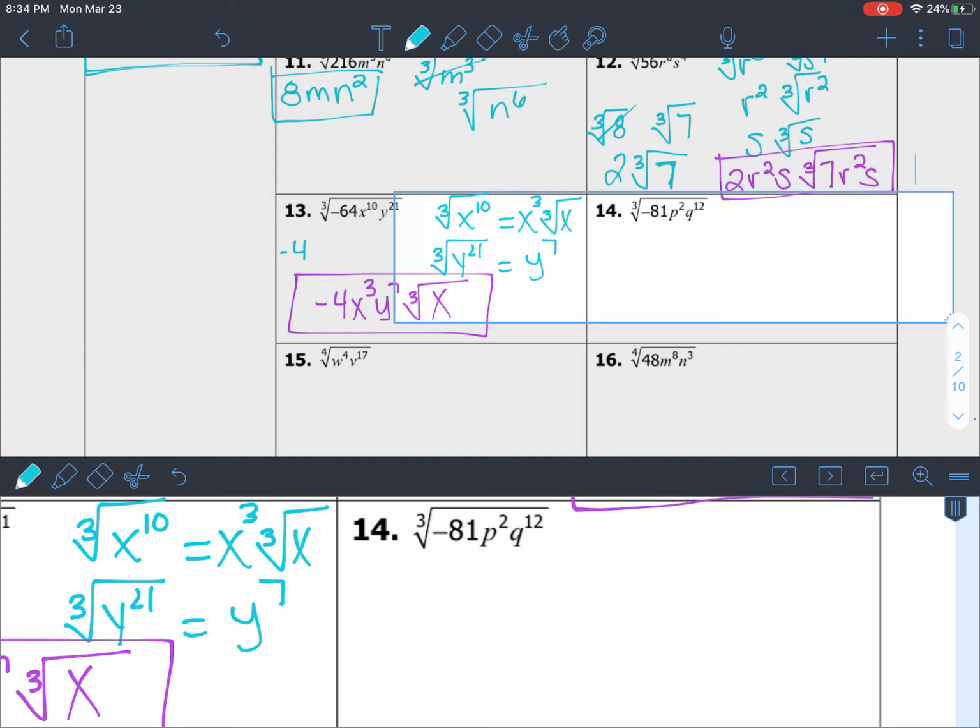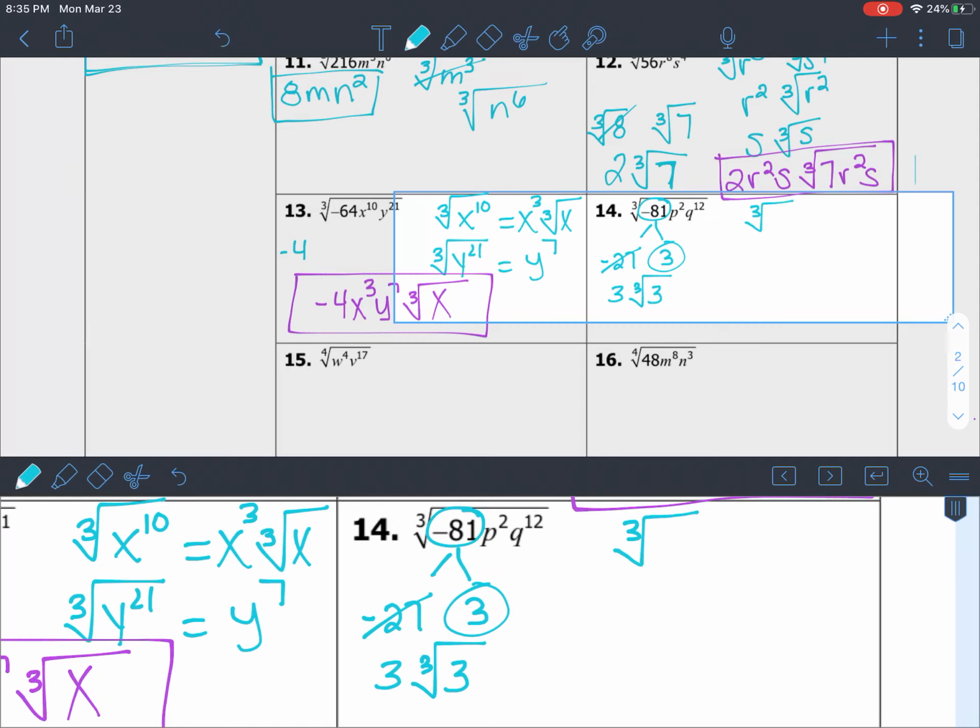Number 14, we need to think about a perfect cube that goes into 81, because that's not a cube on its own. So we can break apart this, and if we do that, we can do negative 27 and 3. So we know what the cubic root of negative 27 is. That's 3. We don't know what this is, so we're going to leave it. All right, so this is inside. This is outside. This 3 is inside. This 3 is outside. So let's go ahead and start to draw that part.